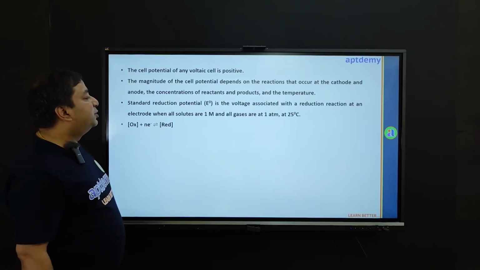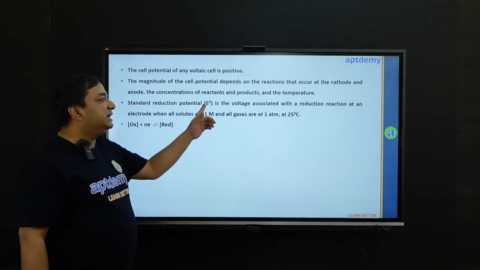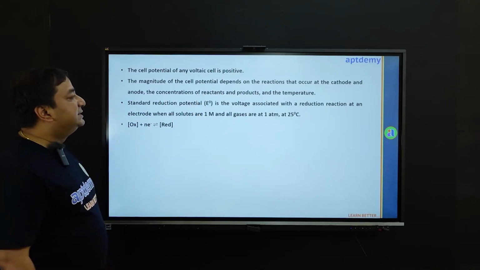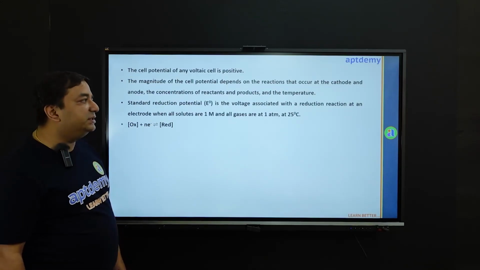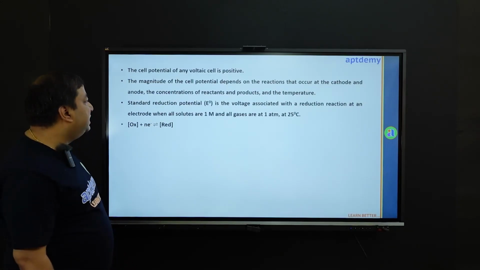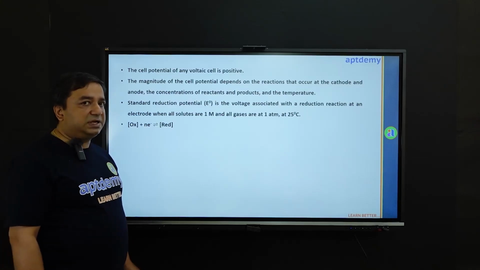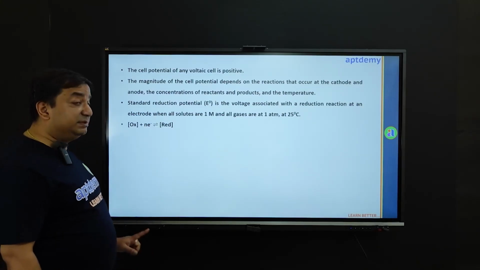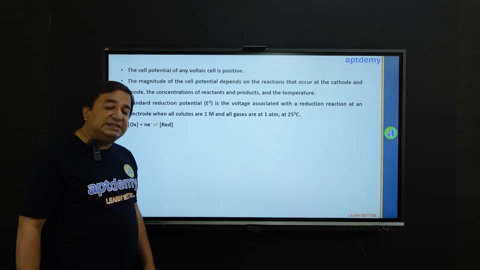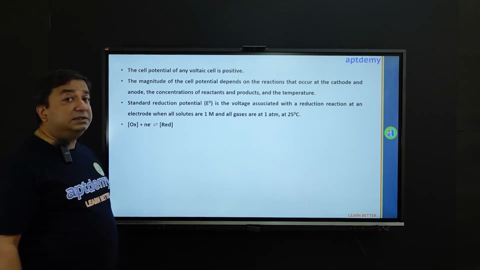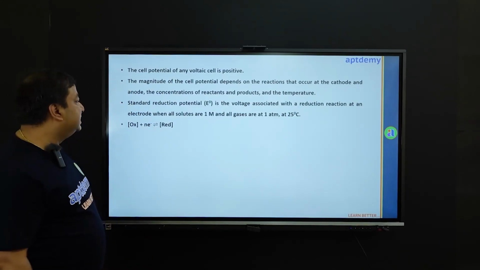Standard reduction potentials, which are designated as E naught, is the voltage associated with the reaction at an electrode when all solutes are at 1 molar. Okay, this is important, and all gases are at 1 atm and the temperature is 25 degrees centigrade.